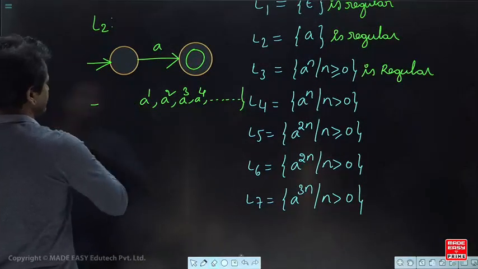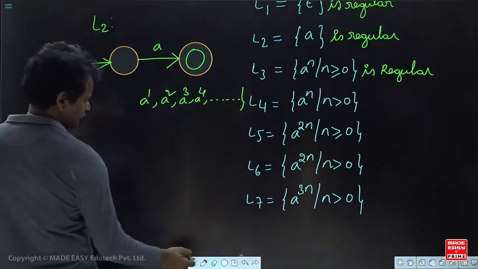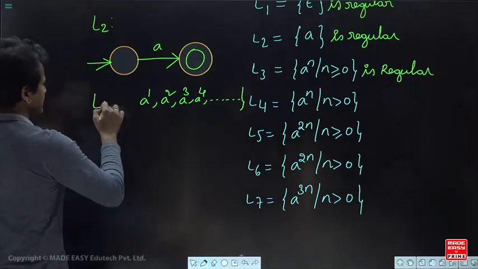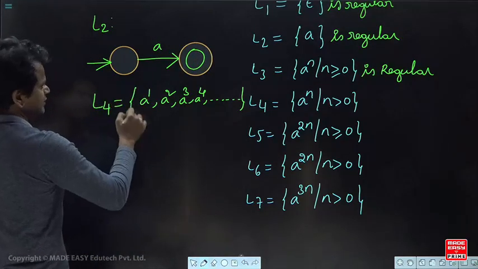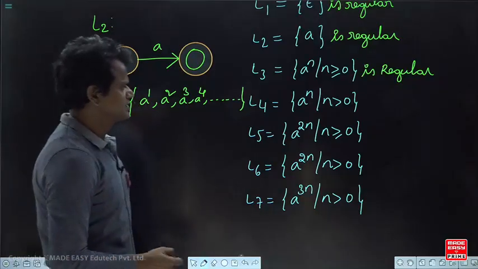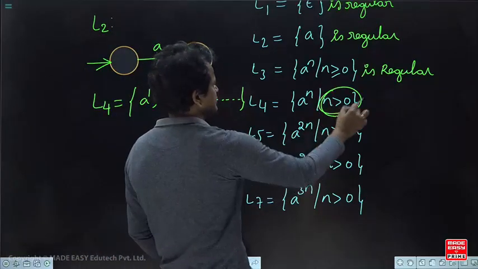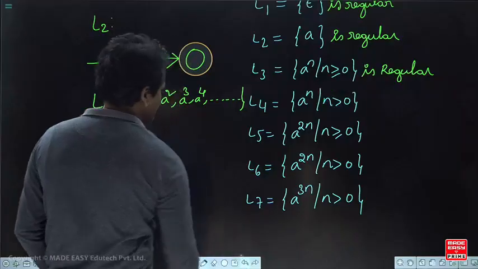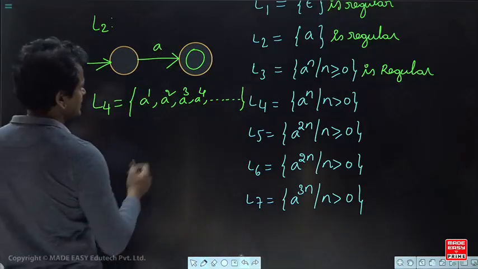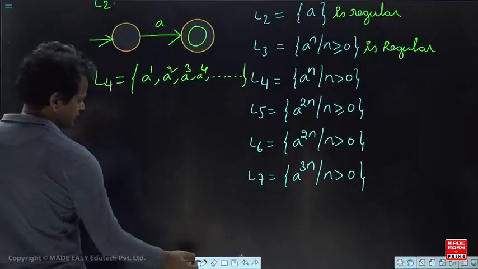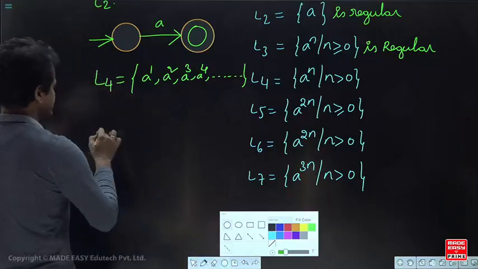Guys, hello. What is L4? L4 is a power n, n greater than 0. The smallest value of n is 1, so a power 1, a power 2, a power 3, a power 4. And what is the smallest string?